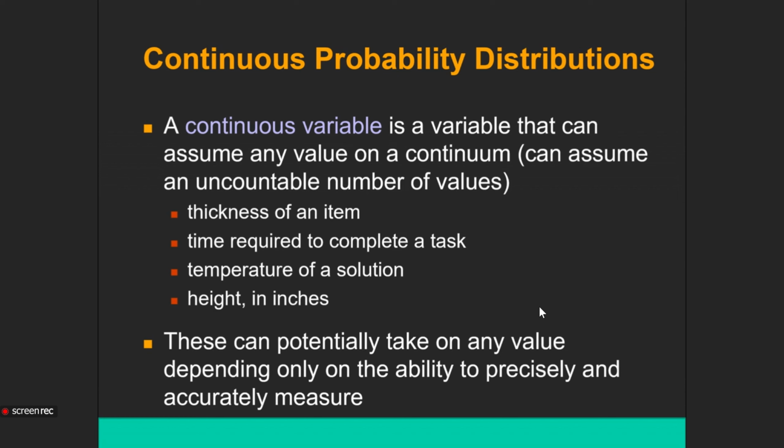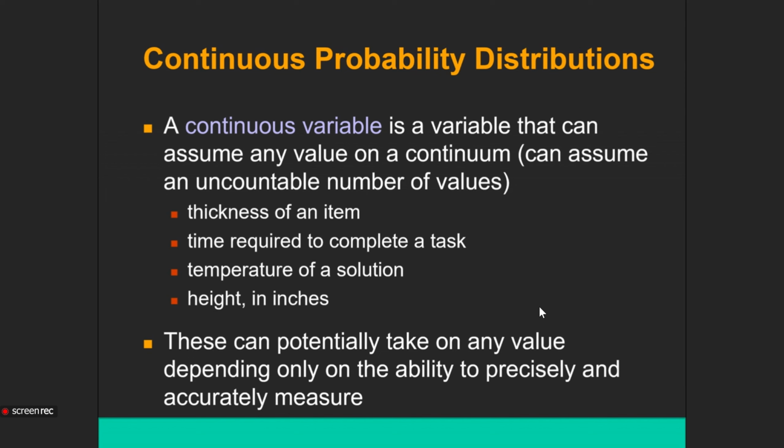So again, the continuous probability distribution is the distribution of continuous variables. And a continuous variable is a variable that can assume any value on a continuum. An example is the thickness of an item. These are values that can assume value between two whole numbers. We call them continuous variables, like numbers that may occur in decimal fraction.